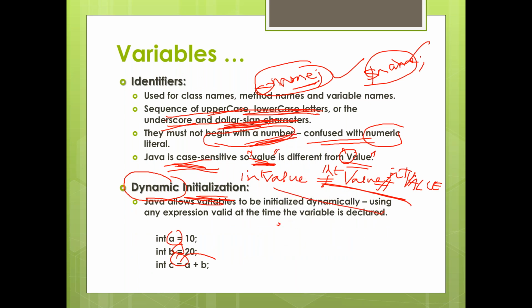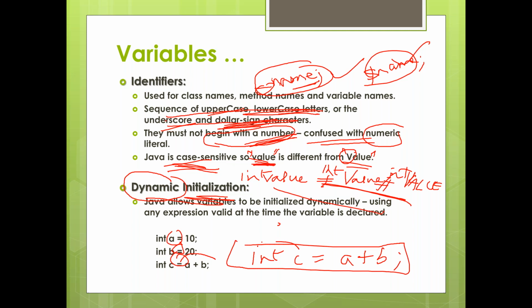Here, C is equal to A plus B. This is an expression, the whole thing is an expression. We have declared a variable on the left hand side, and an expression on the right hand side. So what exactly happens in this situation? Assume that we have 10 and 20 for A and B. The value of A plus B will be calculated first, and then that value is assigned to C.